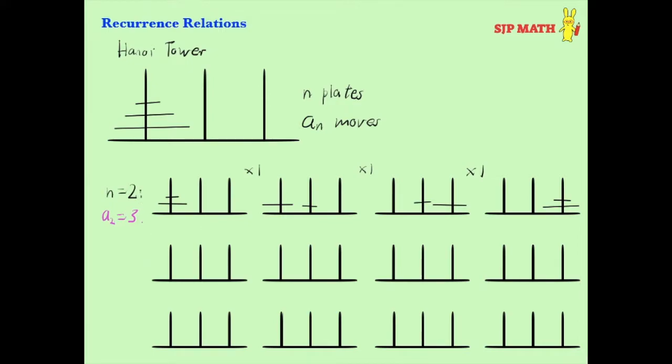So let's look at n equals 3, because we want to see how the scenario is determined by the previous scenario. So we're going to have our 3 plates.